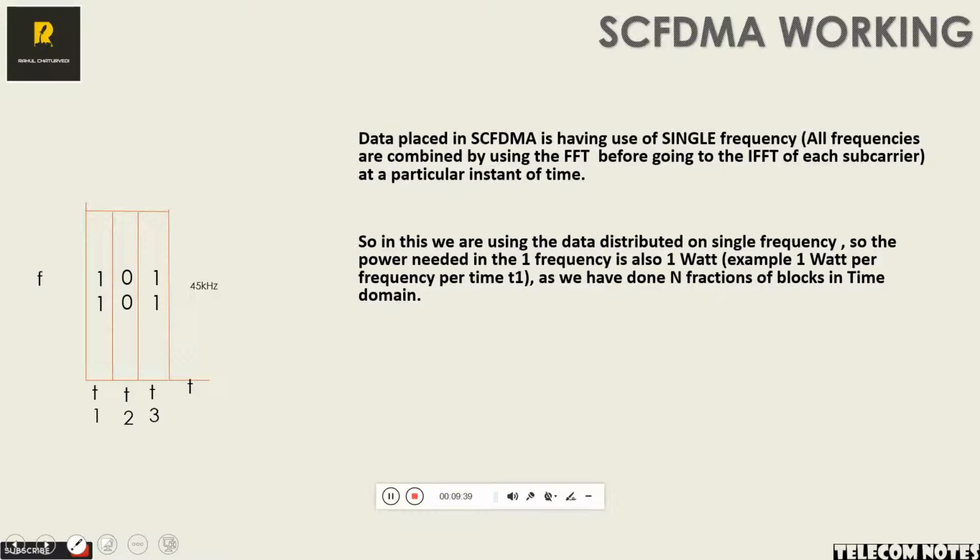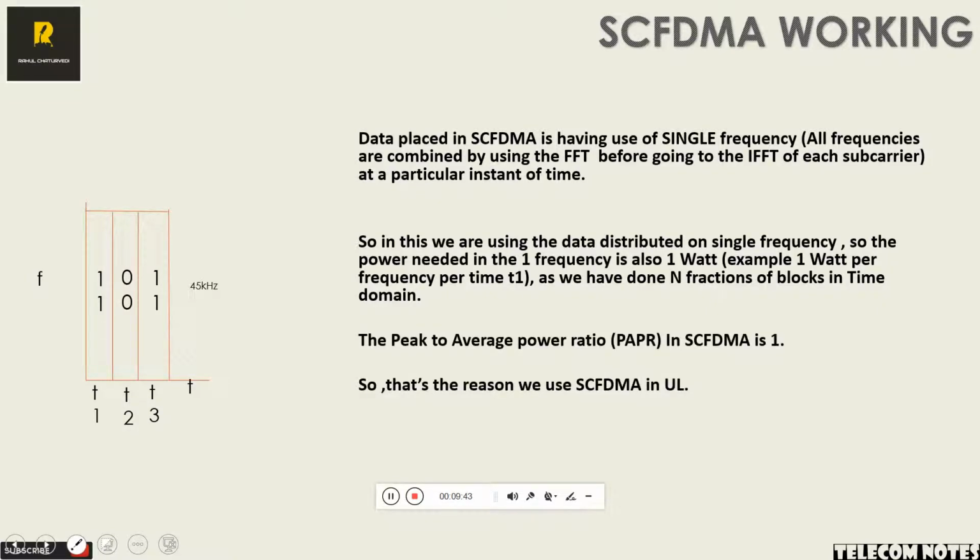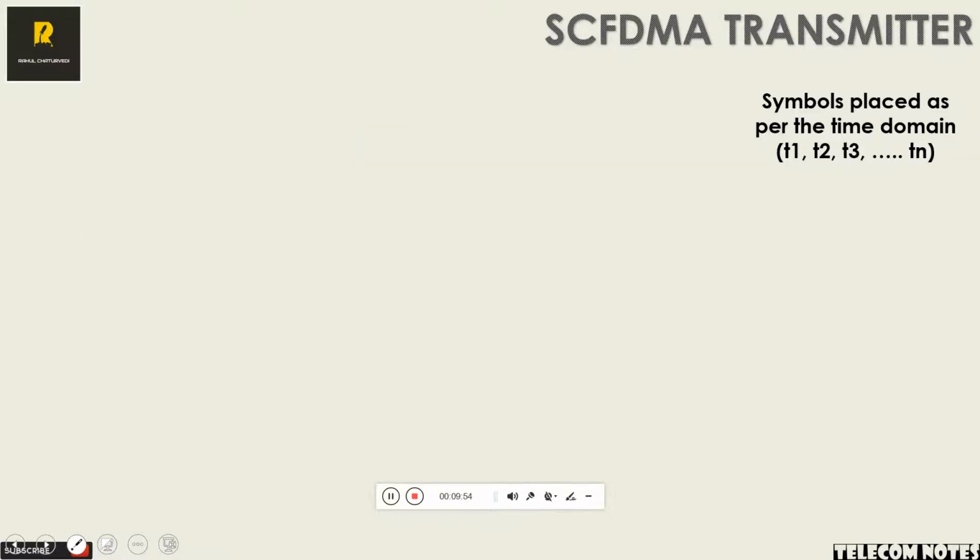As we have done n fractions of blocks in the time domain, the peak to average power ratio in SC-FDMA is 1. That's the only reason we are using SC-FDMA in uplink. So now coming to the SC-FDMA transmitter.